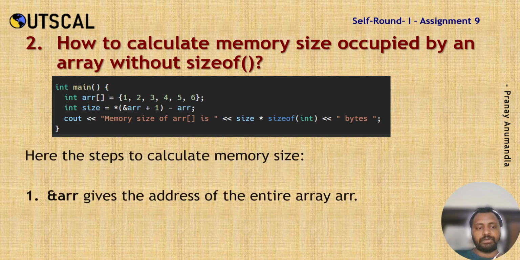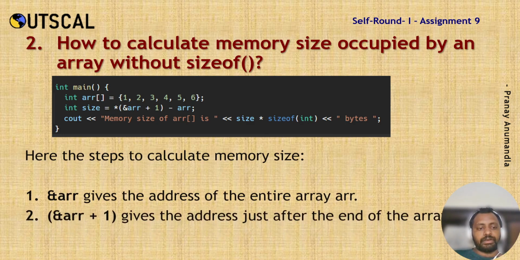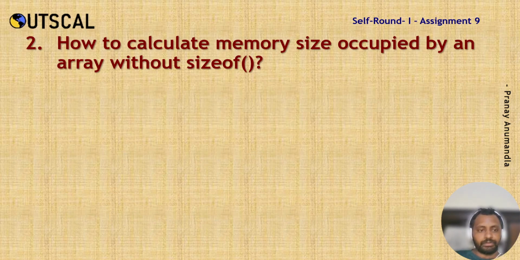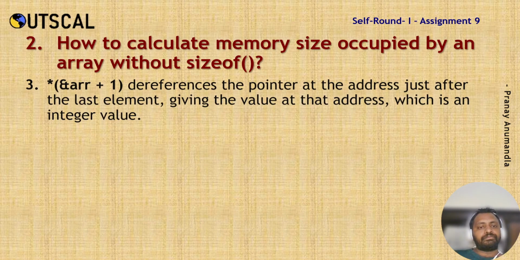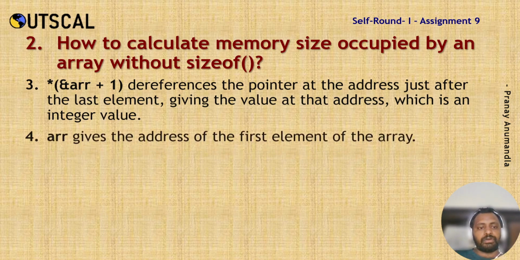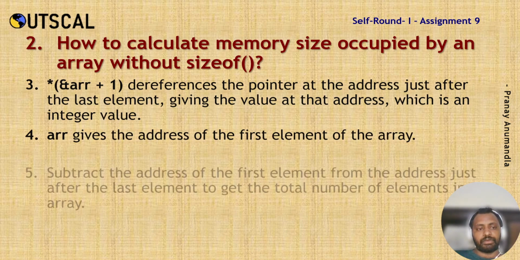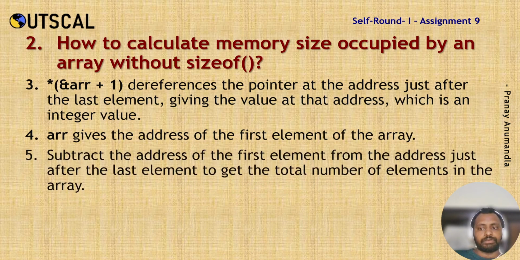Here are the steps. Ampersand of array gives the address of the entire array, and ampersand plus 1 gives the address just past the end of the array. We dereference the pointer at the address just after the last element. Array gives the address of the first element. We have the last address and first address, so we subtract, and then we get the total number of elements present in the array.